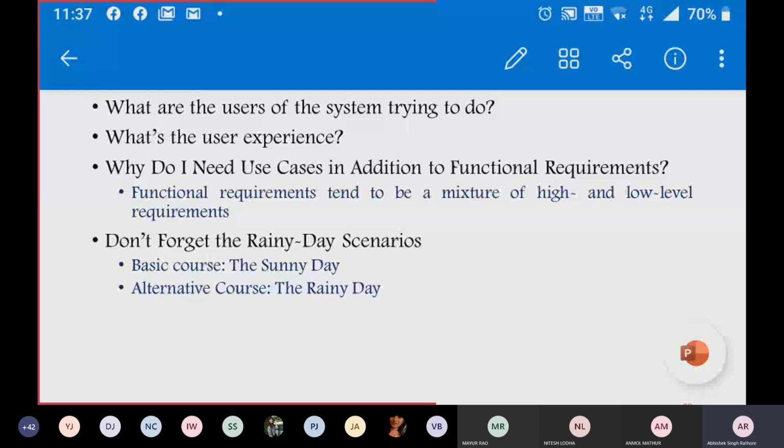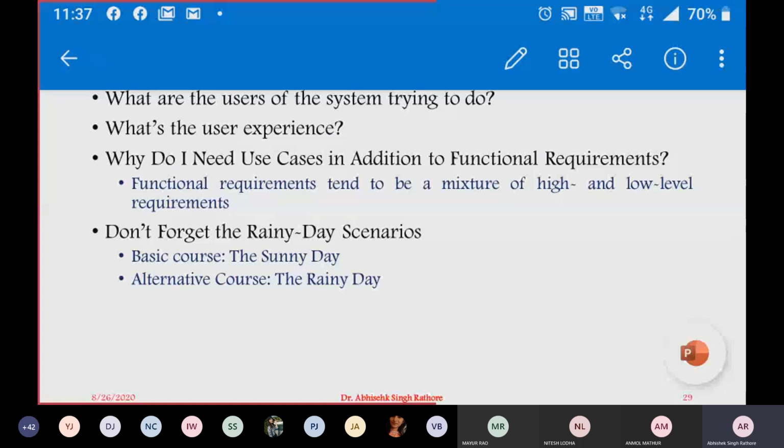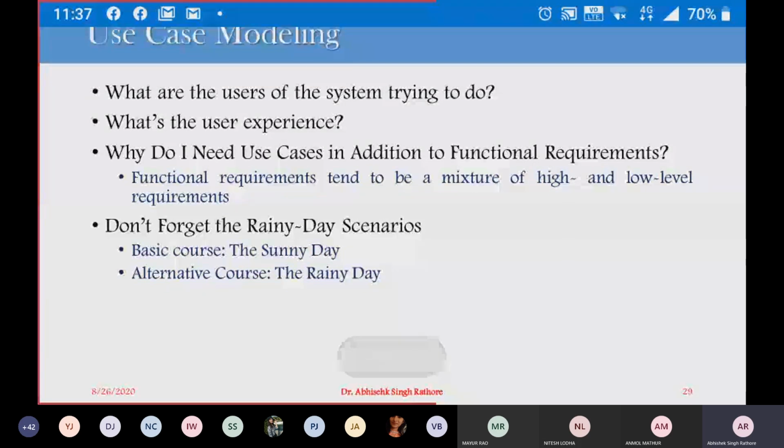For example, when we have to add a student into our system, the user must be logged into your system. If the user is not logged in, he may not be able to use your system. So alternative courses are all those courses that can occur under bad or worse conditions.